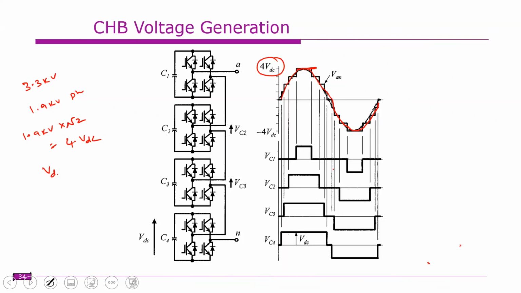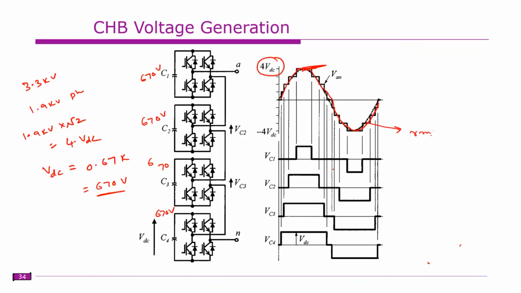So from this, what is VDC? 0.67 kV. So that means roughly it is 670 volts. So this is 670 volts, this is 670 volts, and this is also 670 volts. So this sinusoidal waveform, which is a close approximation of the phase voltage, has an RMS value equal to 1.9 kV. So from this, the line voltage RMS value is 3.3 kV.